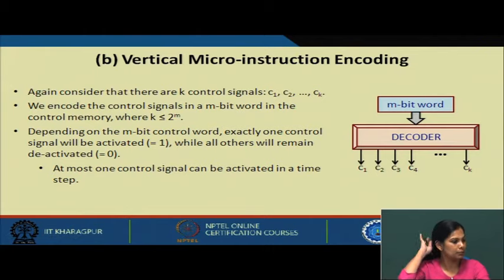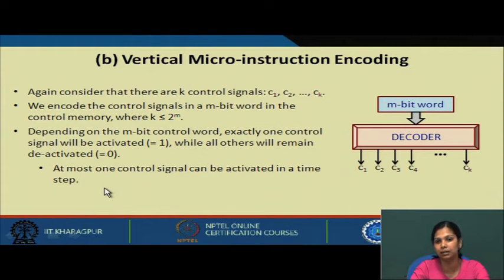In vertical micro instruction encoding, m bits are used with a decoder. For k control signals we require k less than or equal to 2 to the power m, so m bits will be required. Depending on the m bit control word, exactly one control signal will be activated, which is 1, while all others will be 0. But the number of bits required is much less. At most one control signal can be activated at a time.